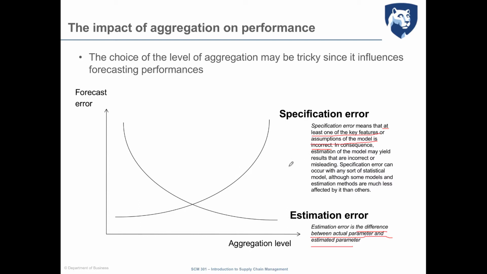Of course, you need to find a trade-off between the two. So you need to understand if it's worse to have high specification error or it's worse to have high estimation error, and according to the two, finding the optimal level of aggregation according to the characteristic of your supply chain.